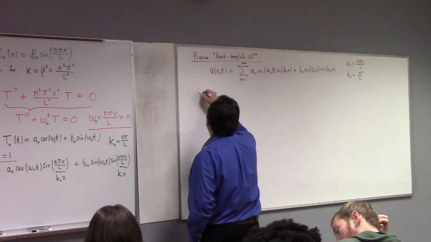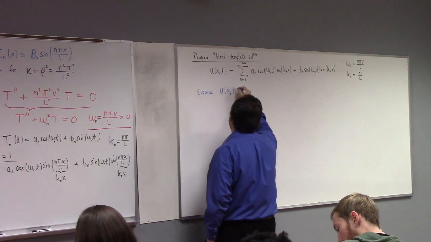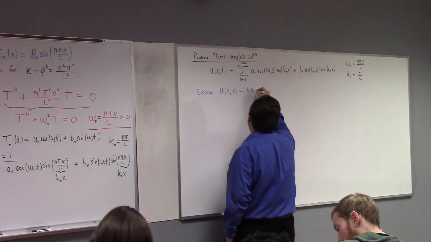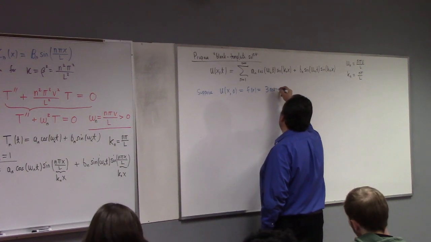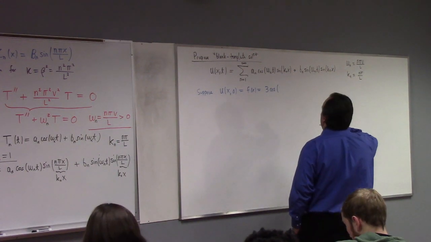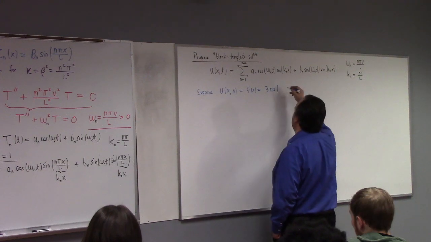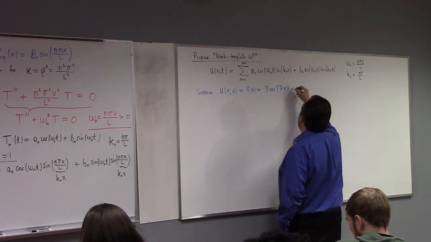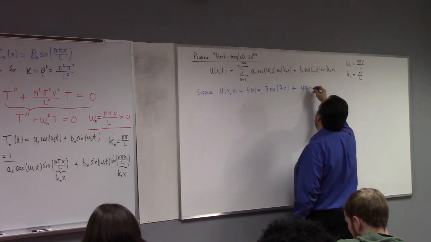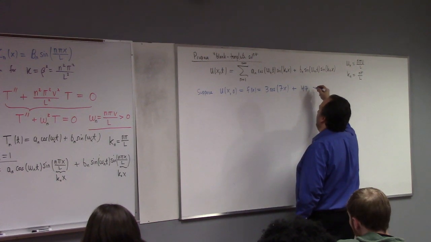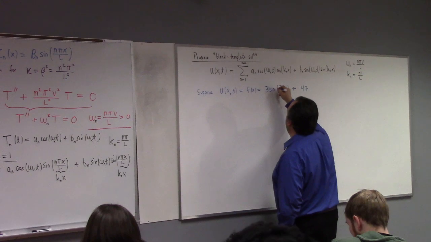So suppose that u of x comma 0, my f of x as I've called it, is equal to, let's say, I don't know, 3 times the cosine of, I don't know, 7x plus 47 times the, wait a minute, sine rather. My bad.